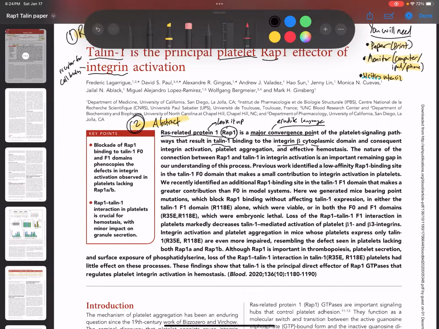binding to the integrin beta cytoplasmic domain. And again, you're going through this, and there's going to be a lot of underlining, a lot of highlighting, and a lot of notes. It's going to take a while. But if you spend the time now reading through all of the abstract and just knowing what the main points are, what the main players are, again, you're going to be set up even more.